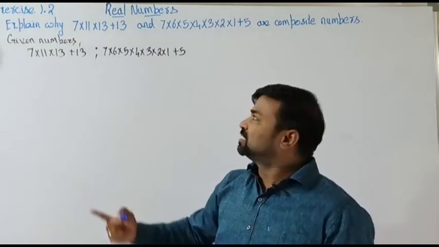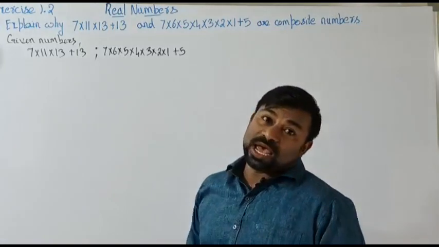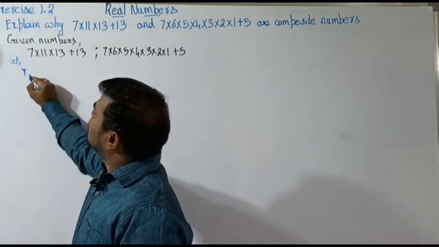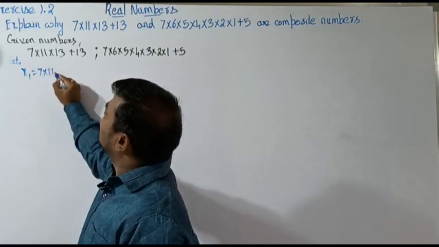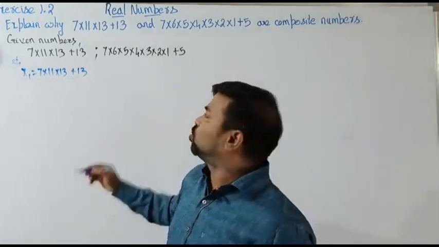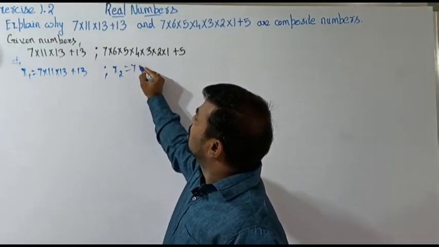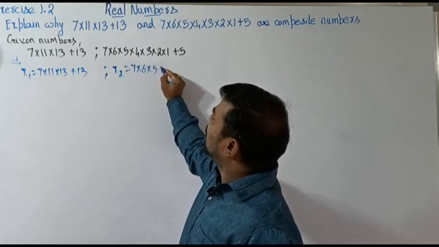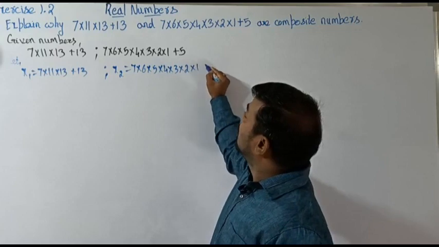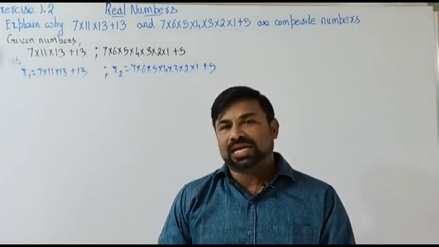So my plan is, let's consider the first one as x1 and the second one as x2. 7 into 11 into 13 plus 13, I like to call that x1. Now there is one more number here, I like to call this one x2: 7 into 6 into 5 into 4 into 3 into 2 into 1 plus 5.